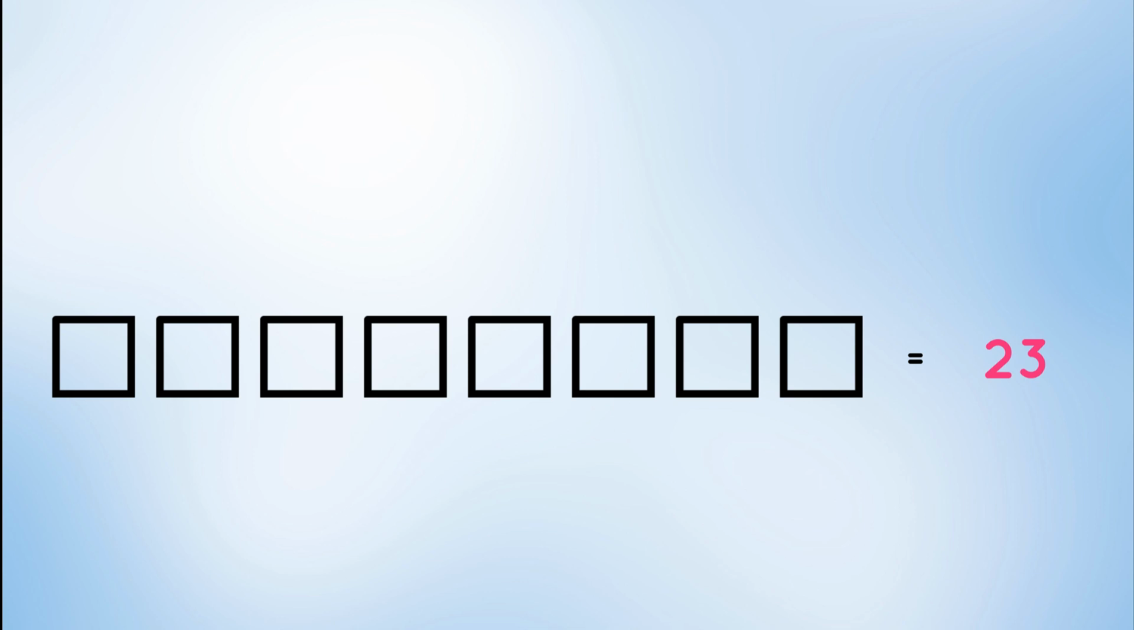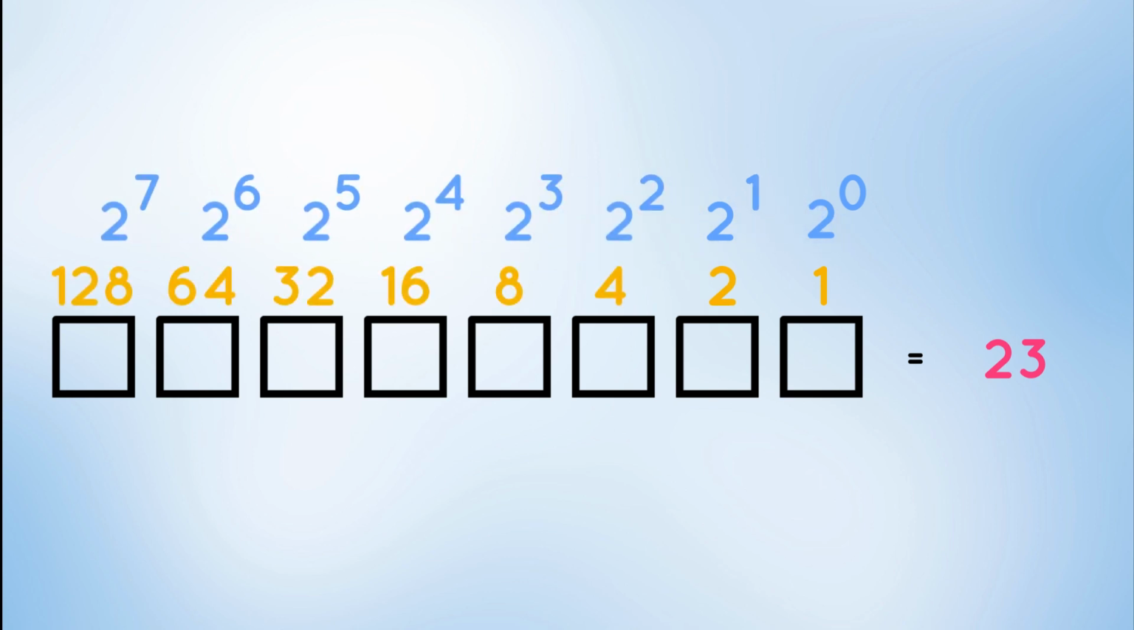Each numerical place will correspond to an increasing power of 2. The first box, 2 to the power of 0, which simply equals 1, then 2 to the power of 1, which equals 2, all the way up until 2 to the power of 7, up until 128. We'll come back to this. Now each box can only accept one of 2 values, 0 or 1.